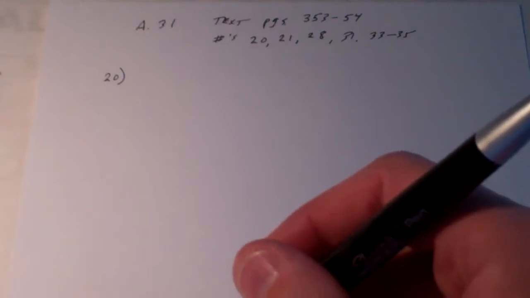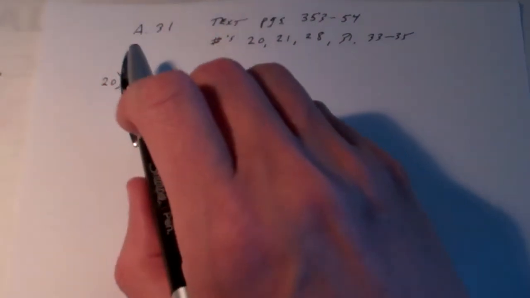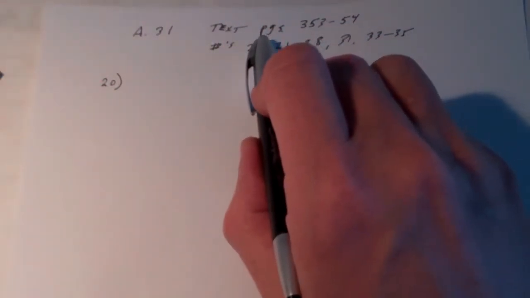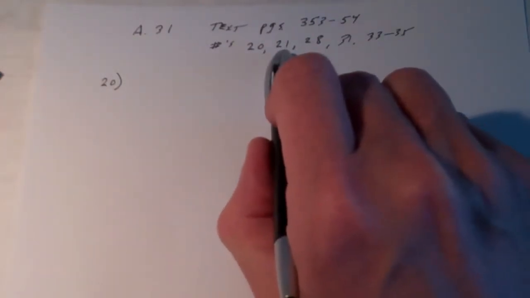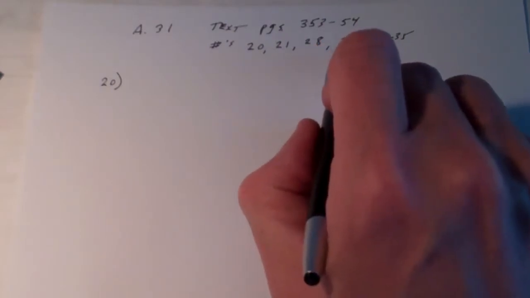All right, we're back, folks, and as promised, I'm going to help you guys out with assignment 31 from your manual. That's textbook pages 353 to 354, numbers 20, 21, 28, 31, and then 33 through 35.